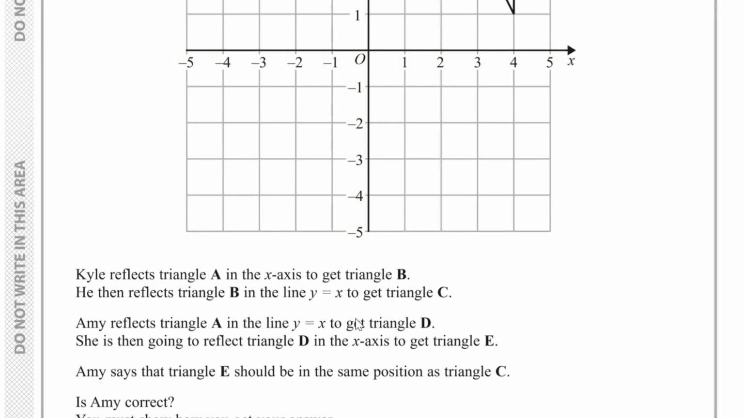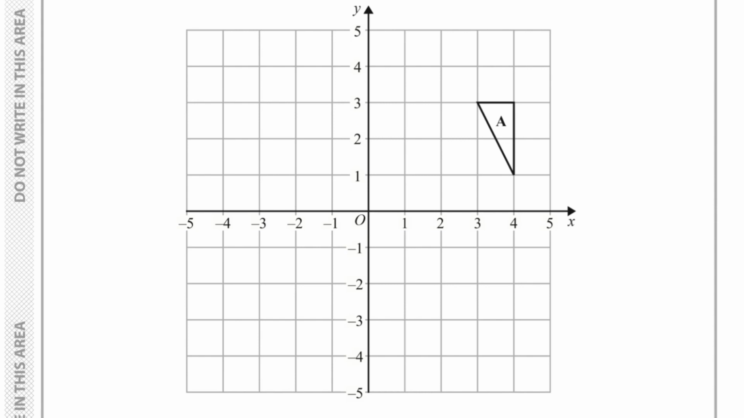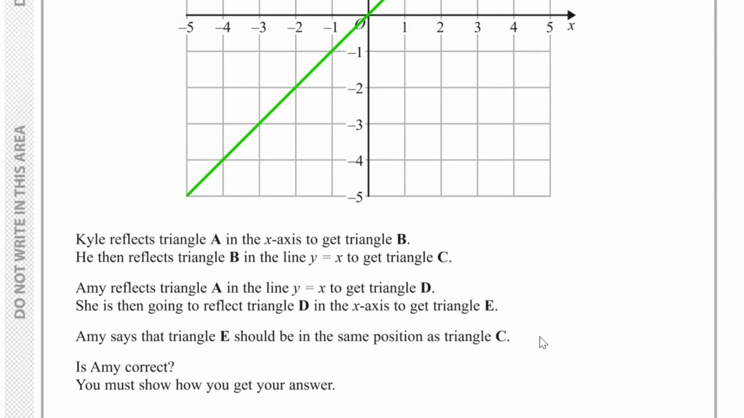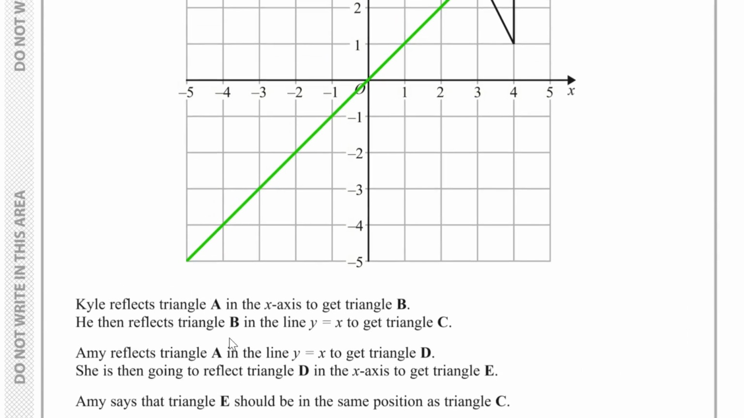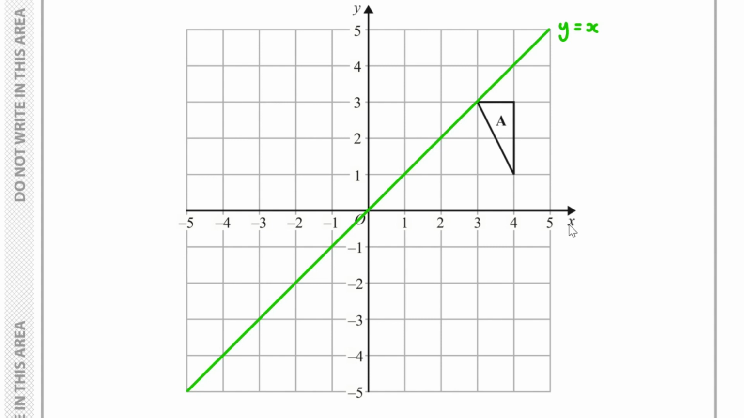So, first of all, you'd notice that both Kyle and Amy are reflecting the shapes in the line y equals x. So I think it might make sense for us to draw the line y equals x. Here we've got the line y equals x. Now let's take a look at what Kyle did. Kyle reflected shape A in the x-axis to get triangle B. So let's just take a look at this statement alone. If I reflect shape A in the x-axis, here is the x-axis, we get shape B.